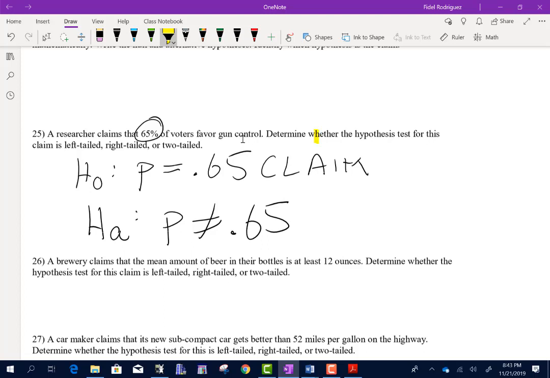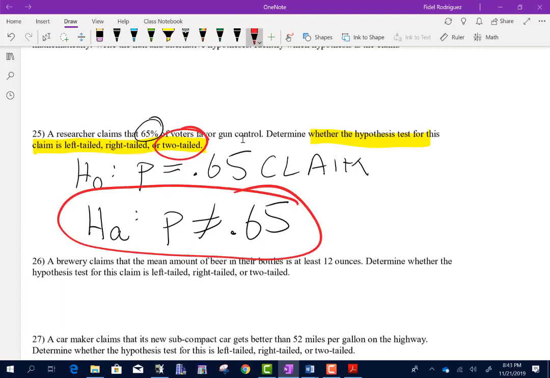Okay, and then look what the question says. It says, determine whether the hypothesis is left-tailed, right-tailed, or two-tailed. What would it have been? It's going to be, very good. So guys, what Rafael says, look, this is going to be on my HA, and because it's not equal to, it has to be a what? A two-tailed test.